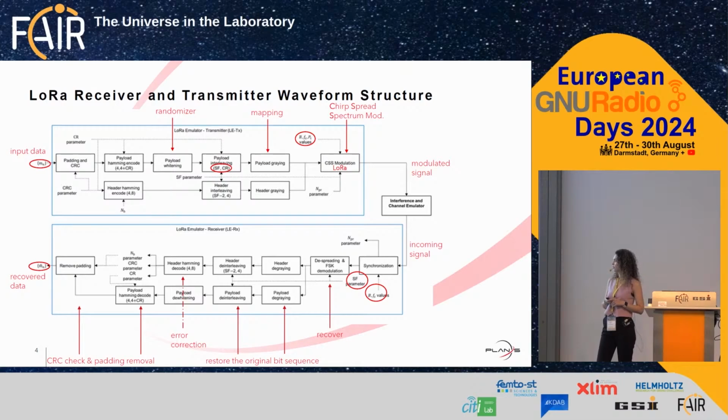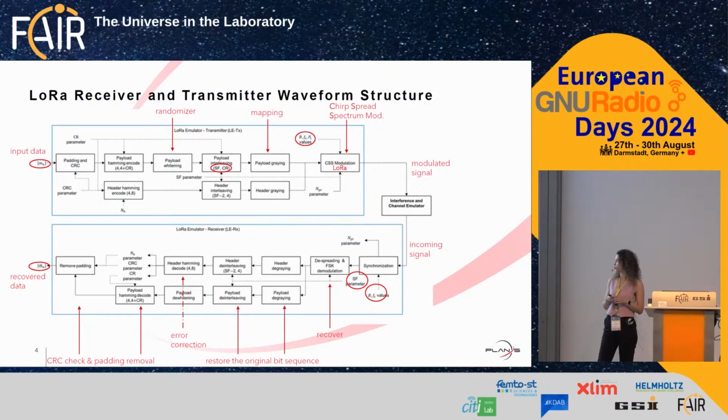And then the whitening block, it is basically a randomizer. It randomizes the data. And then the interleaving block, it is basically for spreading the data and preventing bursts of errors. Its key parameters are SF, meaning spreading factor, and bandwidth. Then the interleaved data undergoes the graying block. It maps the interleaved signal onto a specific modulation.